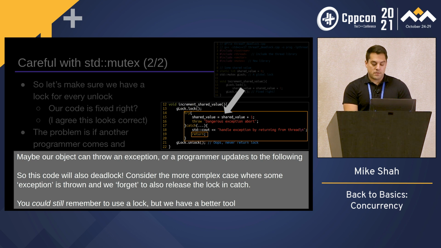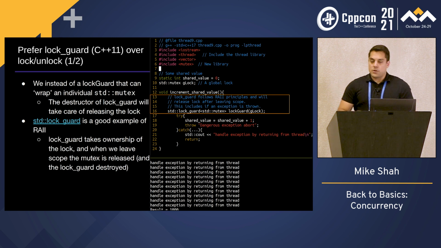But we do have a better tool here. Starting in C++11, if you have access to 11 in your code base, we can use something called a lock guard. And a lock guard will take care of releasing the lock for us. So let me draw your attention to line 16, the lock guard. It's a lock guard for a mutex, and it takes ownership of our global lock here. And then this lock guard, regardless of whether we're doing something strange like throwing an exception and then maybe terminating, or if we're just leaving scope, it'll take care of returning that lock for us.